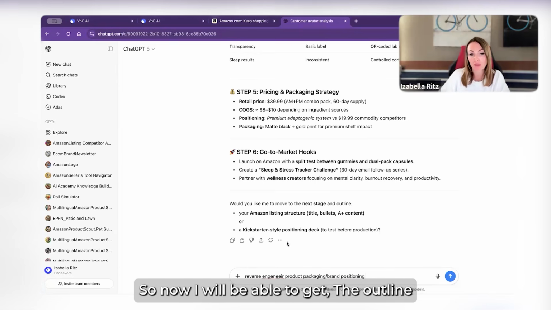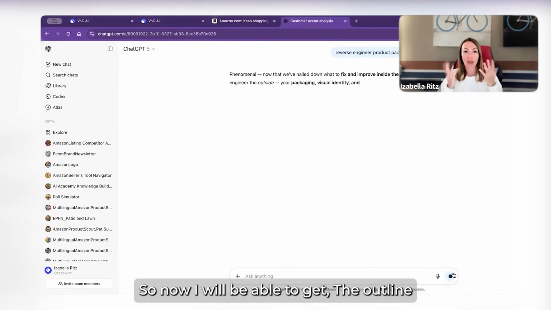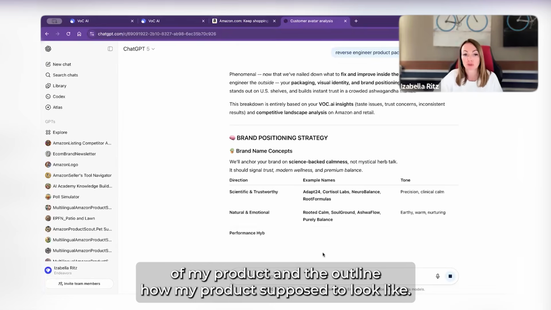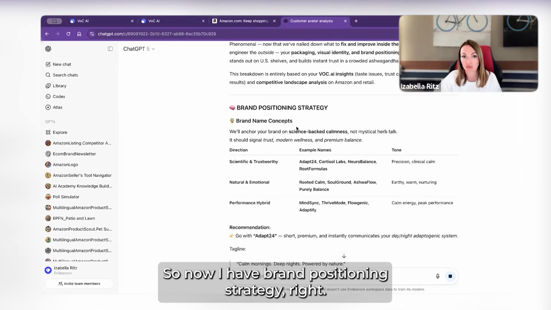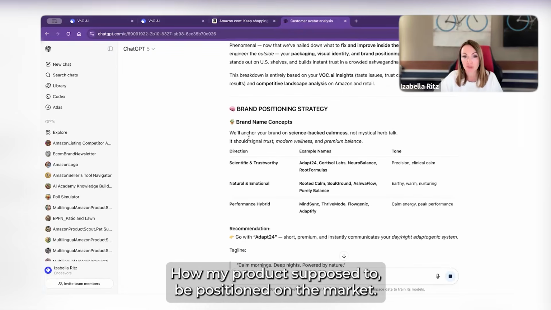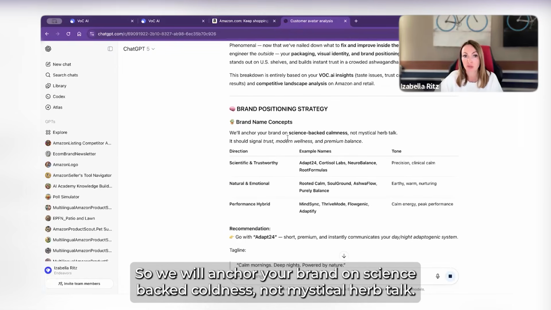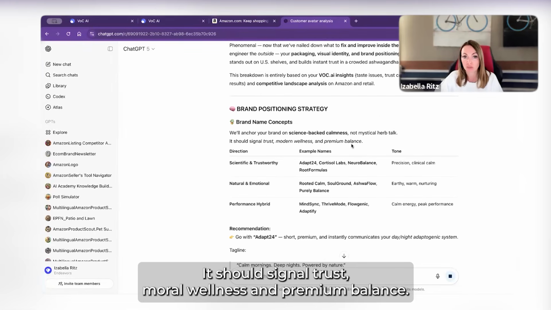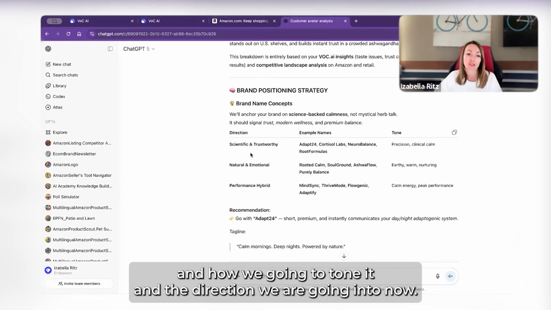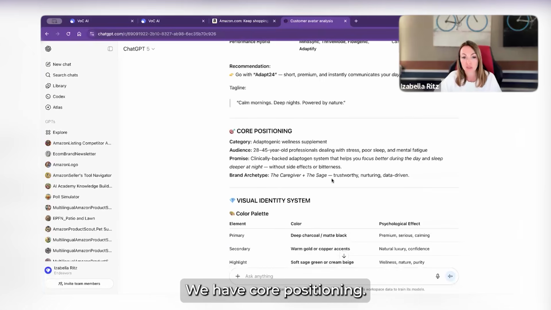So now I will be able to get the outline of my product and the outline of how my product is supposed to look. So now I have a brand positioning strategy, right? How my product is supposed to be positioned on the market. So we will anchor your brand on science-backed calmness, not mystical herb talk. It should signal trust, modern wellness, and premium balance. So now we have more information about the potential names and how we're going to tone it and the direction we're going into. Now we have core positioning.